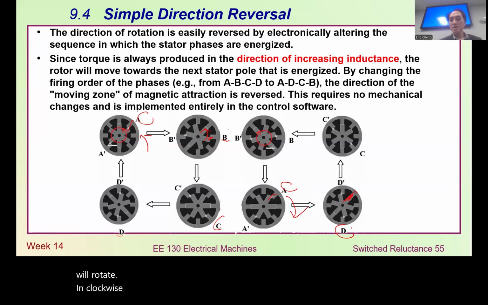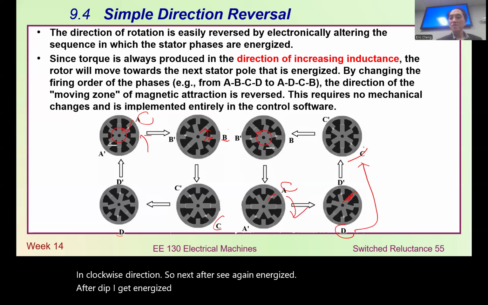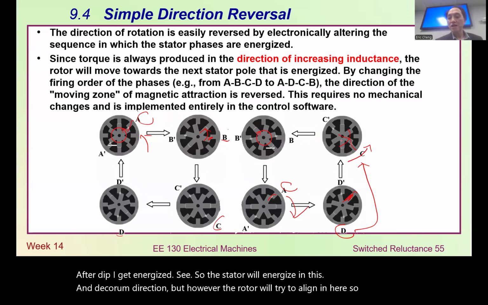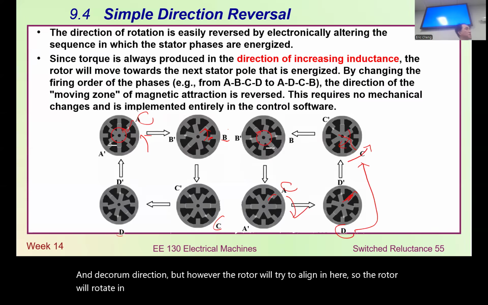So next, after D, I can energize C. So the stator will be energized in this anti-clockwise direction. However, the rotor will try to align in here, so the rotor will rotate in clockwise direction. So that shows us how we're able to control the rotor direction in such a way. So that's simple and straightforward.